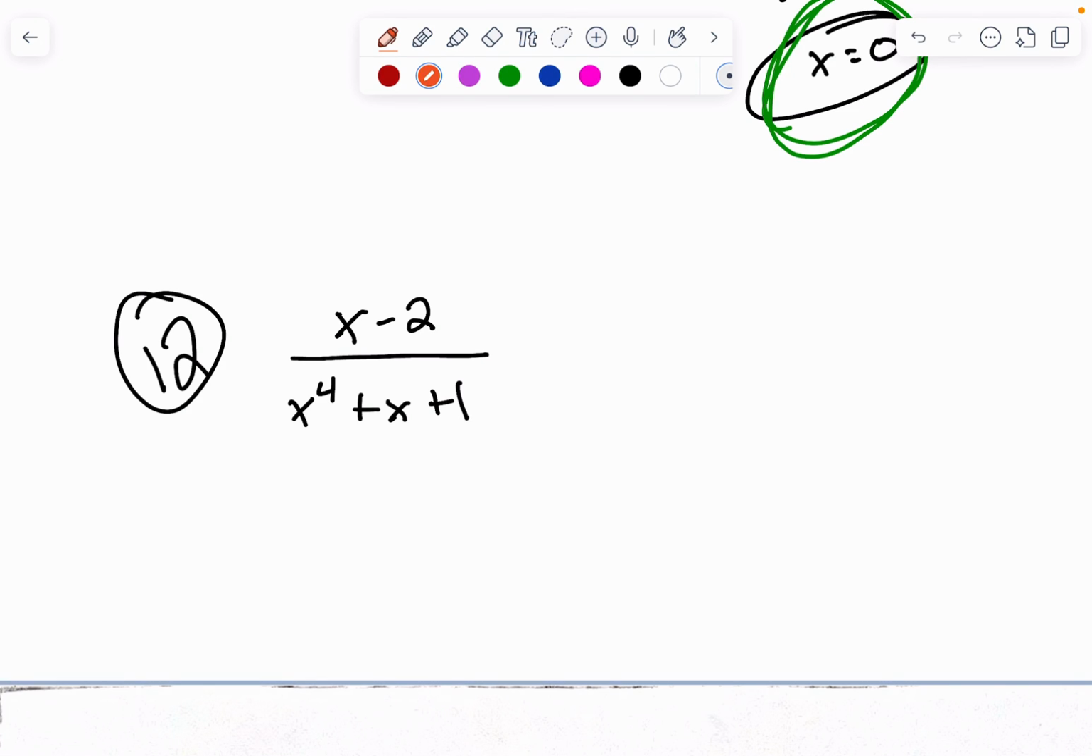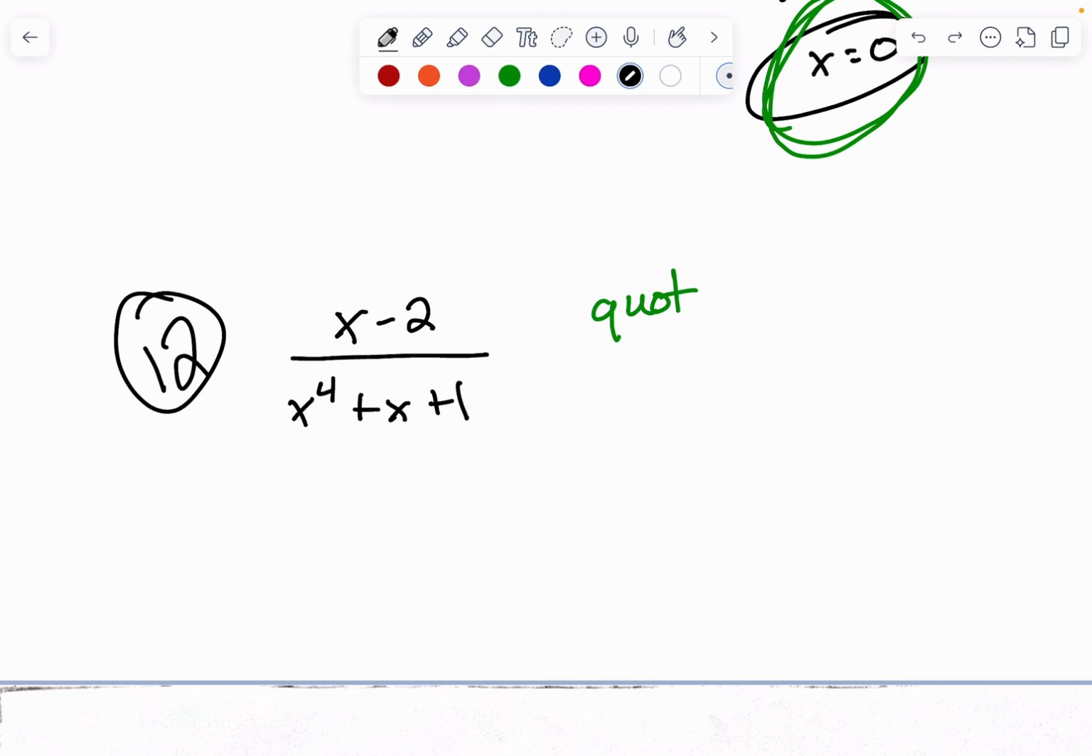All right, Cal Kids, we're going to go over number 12 from 2-4 homework. I had a couple of you guys message me saying that you needed me to do this one for this video, and so we're going to do the quotient rule with this thing. That's what number 12 is, okay?